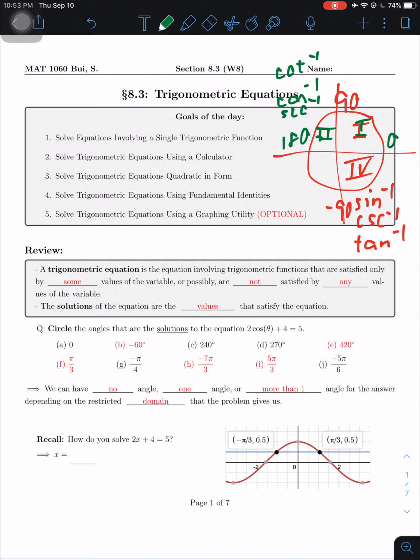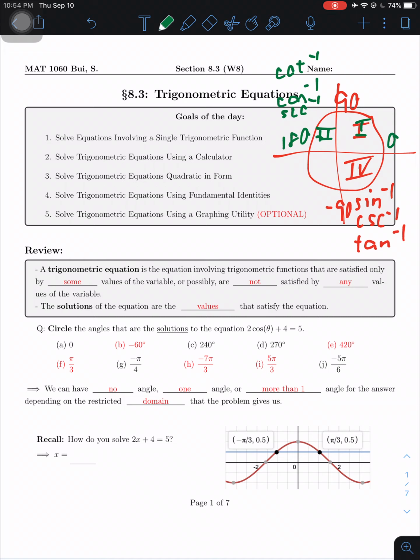And from before, make sure you remember the table, or the quadrant rule of All Students Take Calculus, for the original six trig functions: sine, cosine, tangent, cosecant, secant, and cotangent. Make sure you know how to use them and make sure you know the difference between the inverse and the original function. Okay.